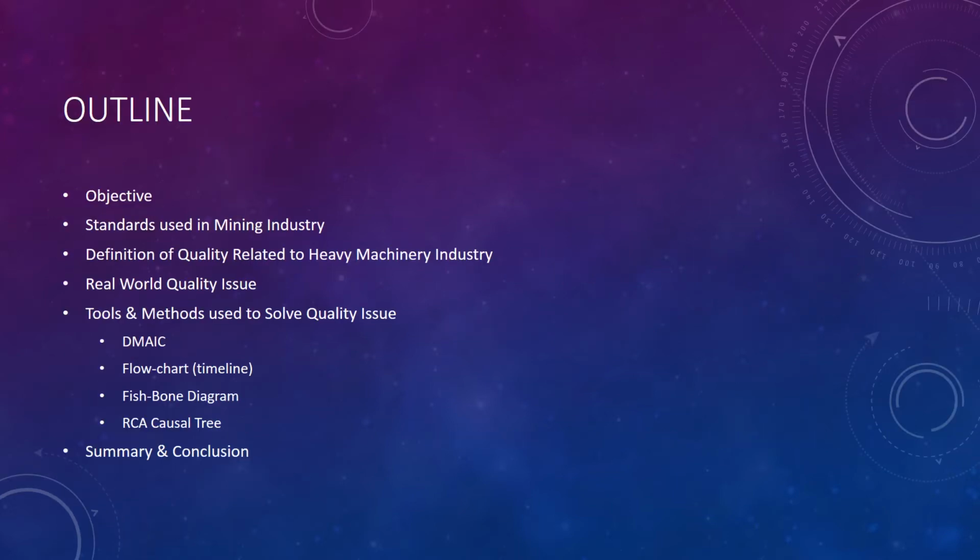So an outline of what we're going to go over today. First, we'll go over the objective of this presentation, the standards used in the mining industry, definition of quality related to the heavy machinery industry, a real-world quality issue, tools and methods used to solve this quality issue, and those tools include DMAIC, flowchart, fishbone diagram, RCA causal tree, and summary and conclusion.